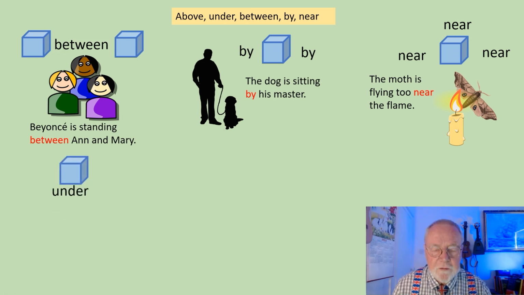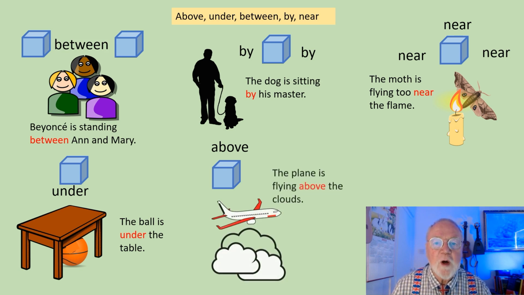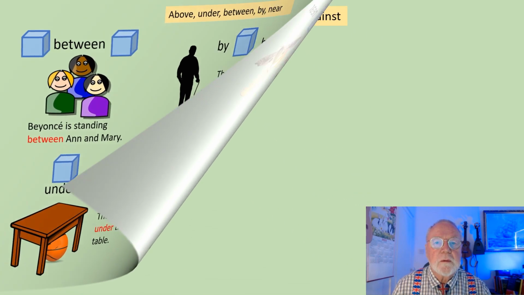Under is slightly different, because if you look back at the previous three prepositions, you will find that they are working in a horizontal direction, but under is used for a vertical direction, like this. The ball is under the table. And it's the same thing with above. It's a vertical direction. It's vertically above another object. And the good example, of course, is the plane is flying above the clouds.